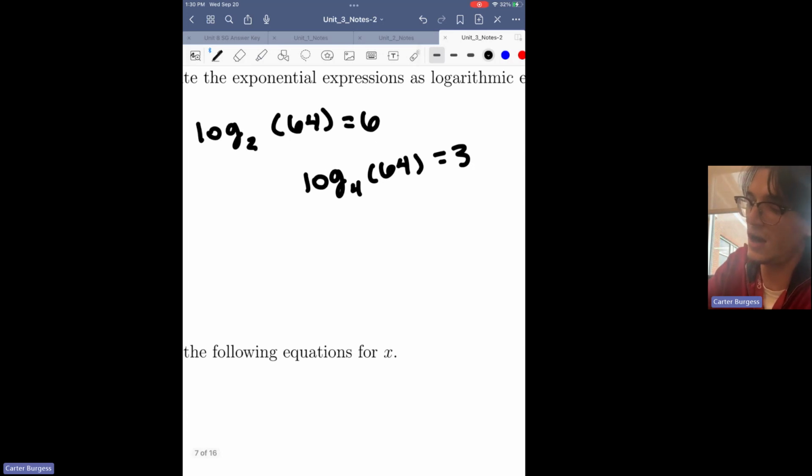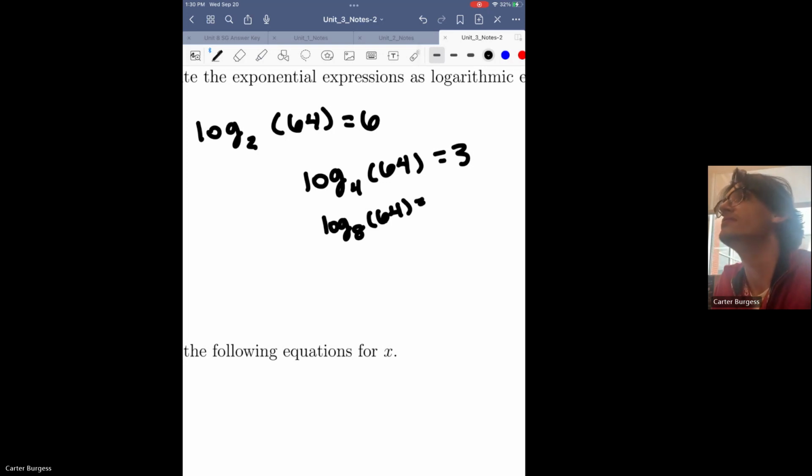I could change it again. Log base 8 of 64, what is this going to be? 8 to what power is equal to 64? 2. 8 squared. All right, so we're plugging in an end product. It's a little weird. It feels a little backwards, but we're plugging in an end product and asking what is the exponent that we need to take us to that end product.